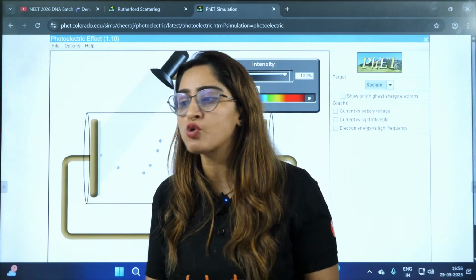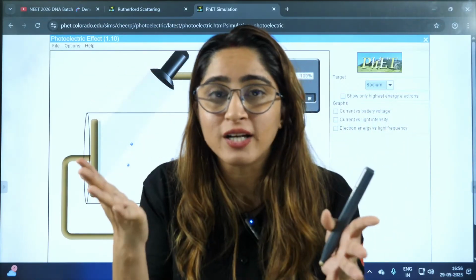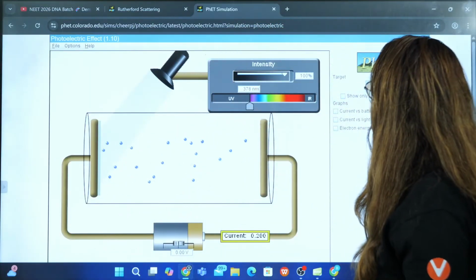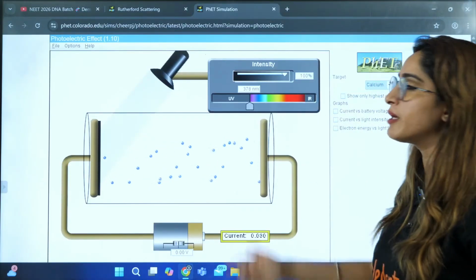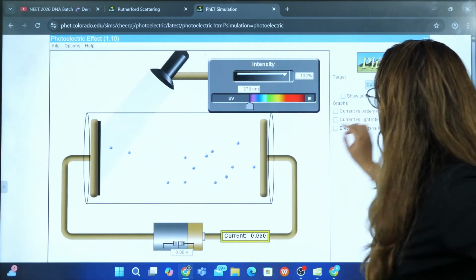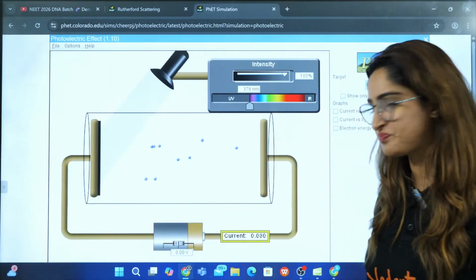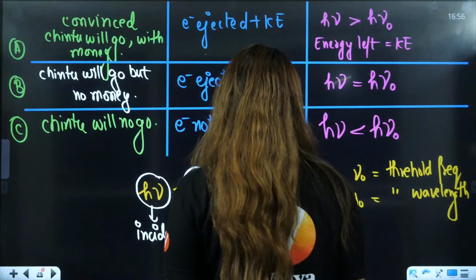Sodium's parents are not that strict. Copper parents are more strict. That's why the work function is very high. Calcium parents are more strict. If you talk about this, the kinetic energy is slow now. Ma'am, how is this changing?